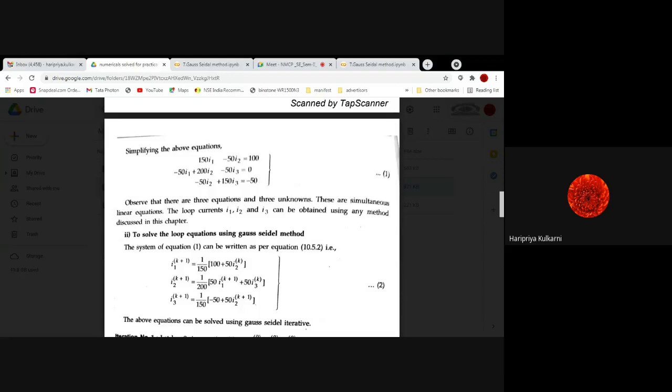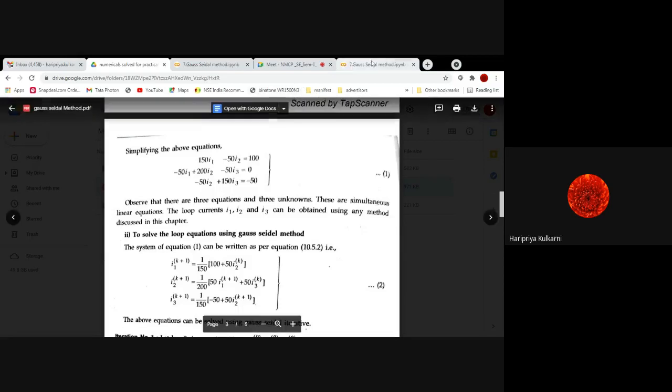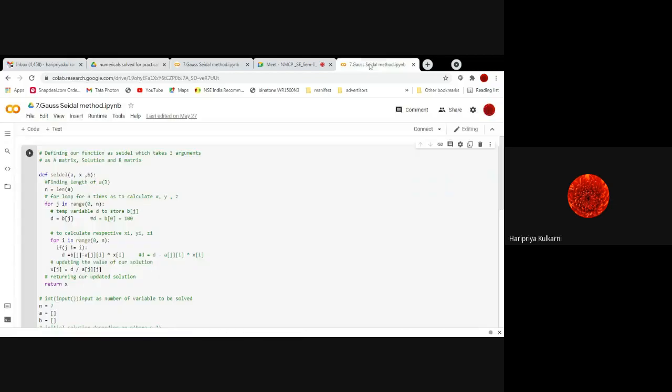Okay. And my B matrix is nothing but the constants. So it will be 100, 0 and minus 50. And I'm going to take one more matrix X wherein I will put the answers. It means I1, I2, I3, so it will be one row and three columns. Okay. Now we'll go to the Python coding.